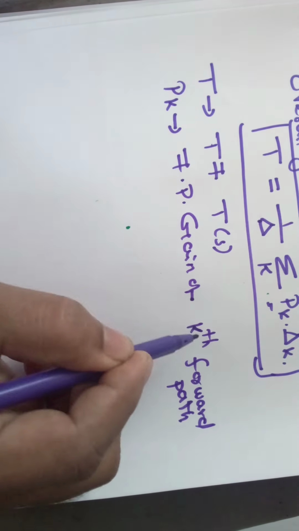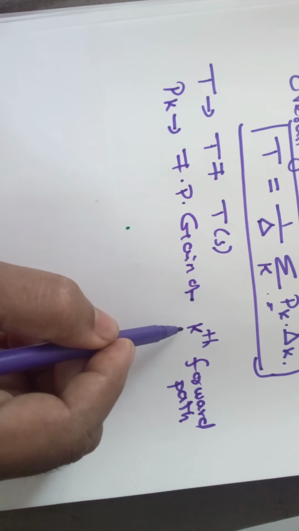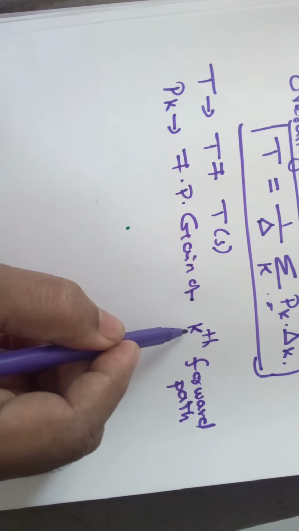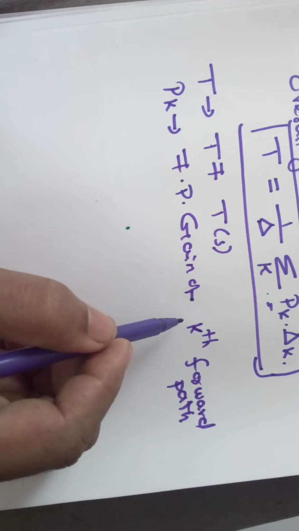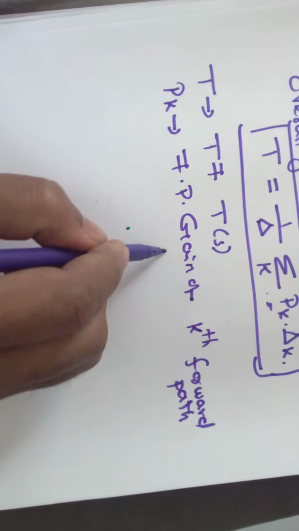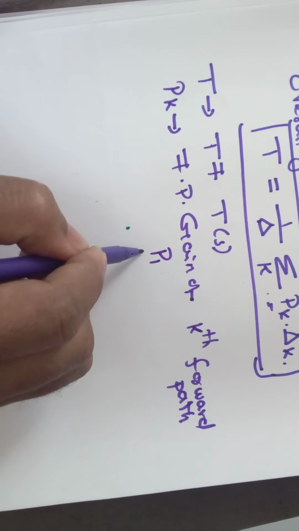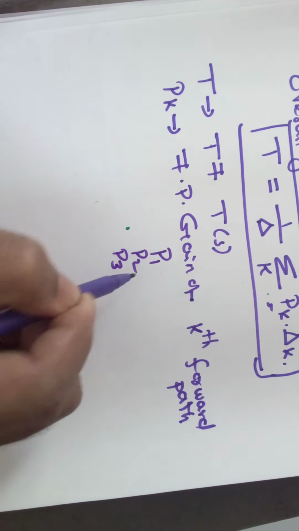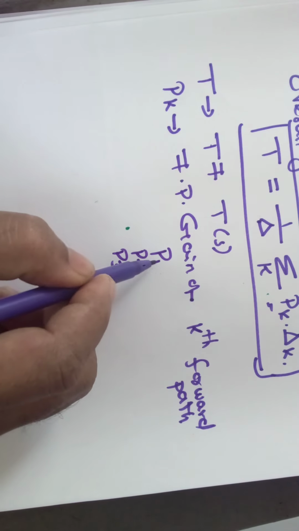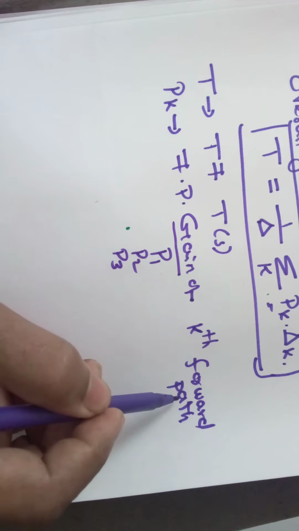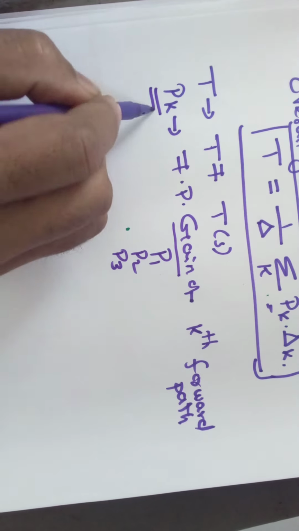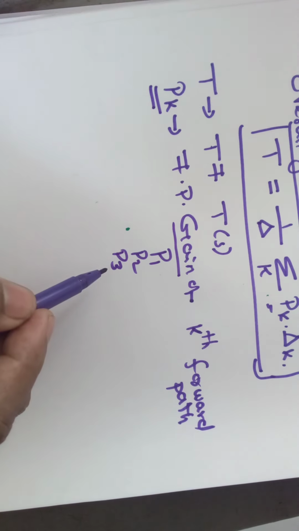That is nothing but the gain of any forward path. Suppose there are 5 forward paths, then you need to write the forward path gains P1, P2, P3, etc. So this represents the forward path gain. It is nothing but the gain of any particular forward path. This is what Pk.